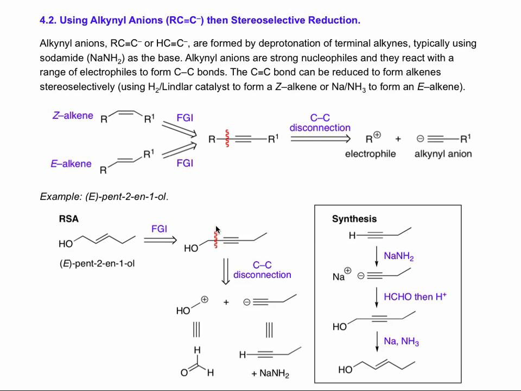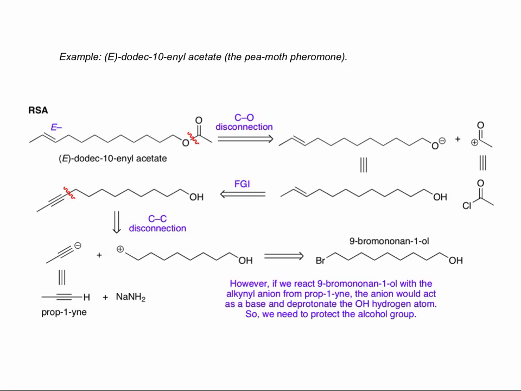We're now going to disconnect this side chain bearing the OH group. We're going to put a plus on the side chain, a minus on the triple bond. The synthetic equivalent for this will be methanal or formaldehyde. The synthetic equivalent for the anion will be the corresponding terminal alkyne together with a base, NaNH2. So in the forward reaction, we take the terminal alkyne, we deprotonate it, we throw in methanal, we then add acid to protonate the oxygen to form the primary alcohol, and then we get stereoselective reduction of the triple bond using Na/NH3.